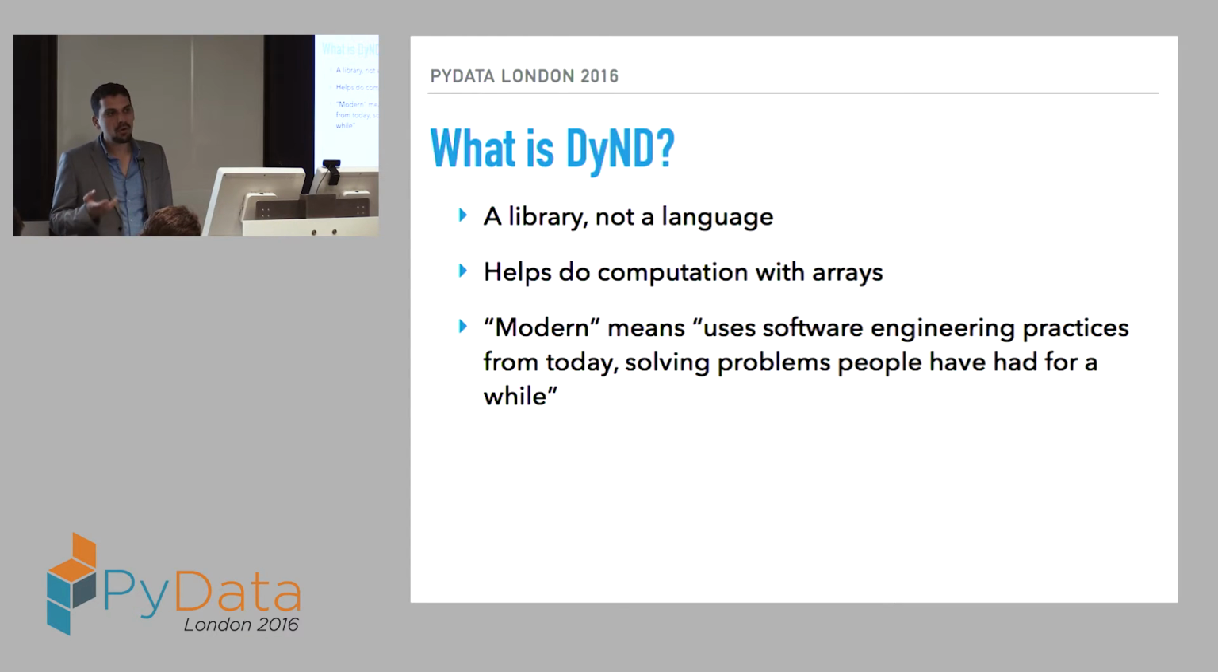And when I said it's a modern array-oriented library, what I really mean there is that we're using software engineering practices from today trying to solve problems that people have had for a while. I'm sure most people here haven't looked at the NumPy source code, but even Travis would agree with this, that it perhaps wasn't as well engineered as it could have been at the time.